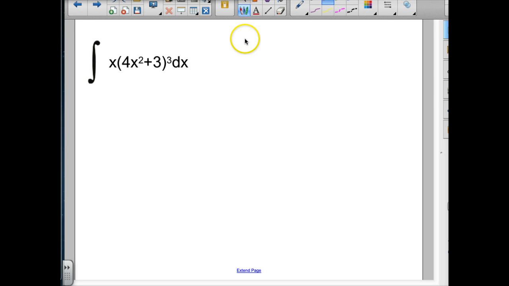Our first step is choose u. U is the thing that's raised to the highest power. So that's your 4x squared plus 3. Step 2, take the derivative. And don't just write u prime, because we want to solve for dx, and if you just write u prime, you don't have a dx to solve for. So the du dx notation is going to be very helpful for us here. Derivative of u is 8x plus 0.